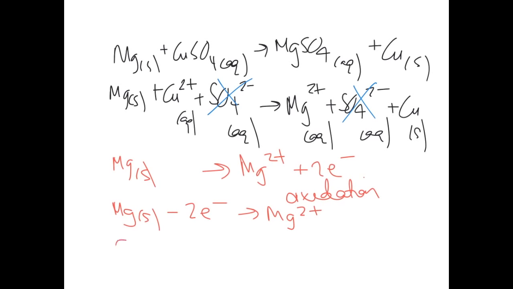And then we need to do the same with the copper. So we're going from Cu2+ to copper solid, make it neutral. So we're adding 2e-. Because we've added electrons, that is reduction.